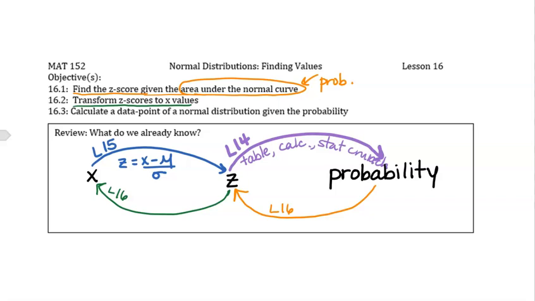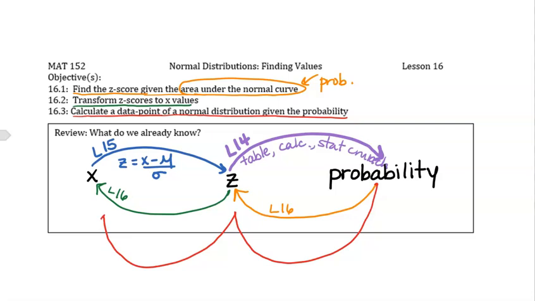The final thing that we will learn in this lesson is to calculate a data point of a normal distribution given the probability. So that last objective, 16.3, is starting with the probability, going backwards to find the z-score, and then going backwards to find the x value. That is the third objective that we will talk about in lesson 16.